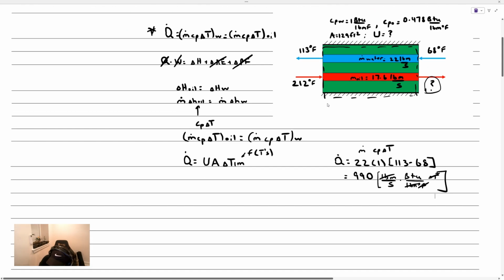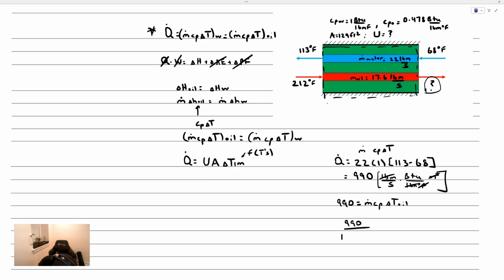And we know this is exactly equal to the heat gained. The heat lost by the oil is equal to the heat gained by the water. So that 990 is the same for m dot Cp delta T of the oil. And we can use this to find what the delta T of the oil is. We just take the 990 and divide it by the mass flow rate of the oil. That's 17.6. And the Cp of the oil is 0.478.